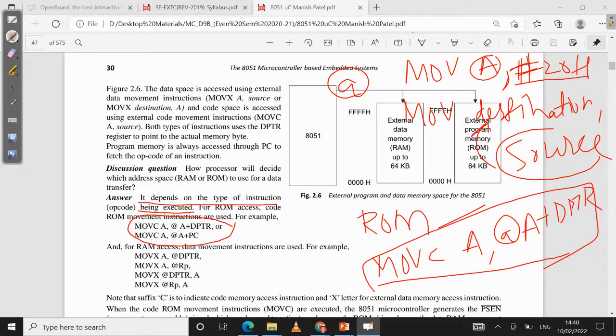ये इंस्ट्रक्शन क्या करता है समझो. सबसे पहली बात है, मैंने यहाँ पे लिखा है मूव सी. So MOVC instruction से ये पता चलता है कि this instruction is associated with the code memory. C stands for code memory. Code memory means your ROM. So MOVC is associated with the code memory.